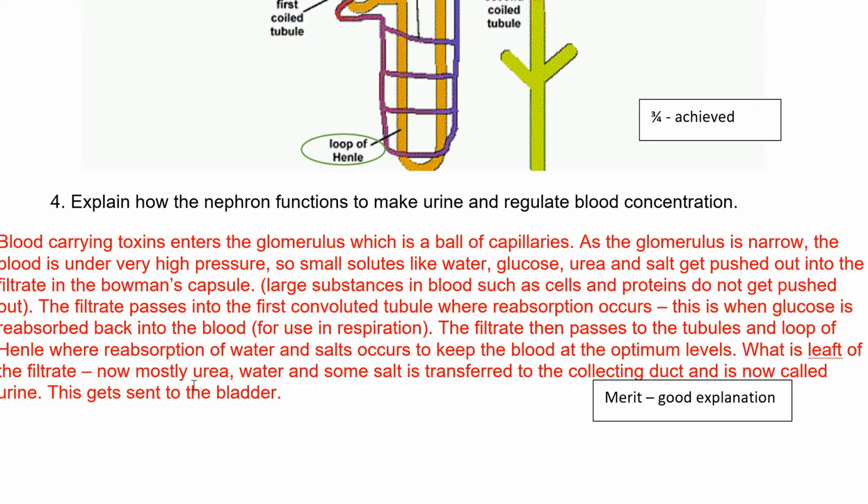Having done that, you've done filtration, you've done the first part in terms of reabsorption. What about the water? What about the salts? Specifically the things that are reabsorbed are water and salts. They are reabsorbed in the loop of Henle. That will happen by osmosis. They'll also happen in the distal convoluted tubule and the collecting duct.